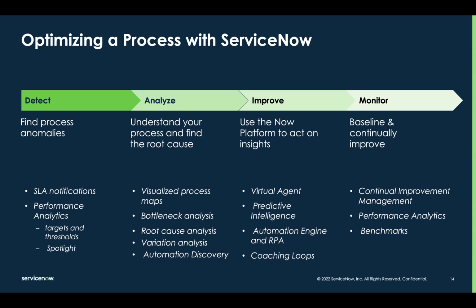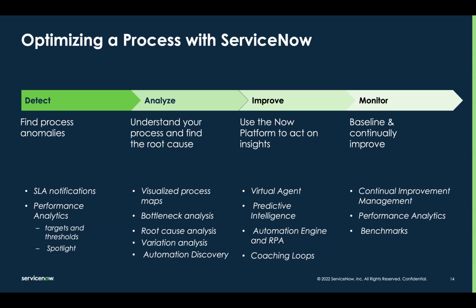But once you detect something, we move to the analyze phase. And this is where process optimization really dominates, right? With things like visualized process maps, bottleneck, root cause, variation analysis, as well as an integration with automation discovery, which uses machine learning to help identify automation opportunities for your organization. So that's the analyze phase, and we'll dig into that more as we move forward in this presentation.